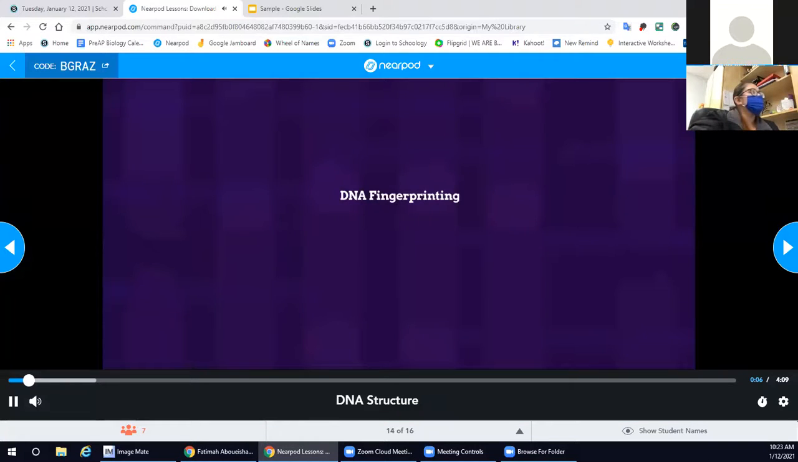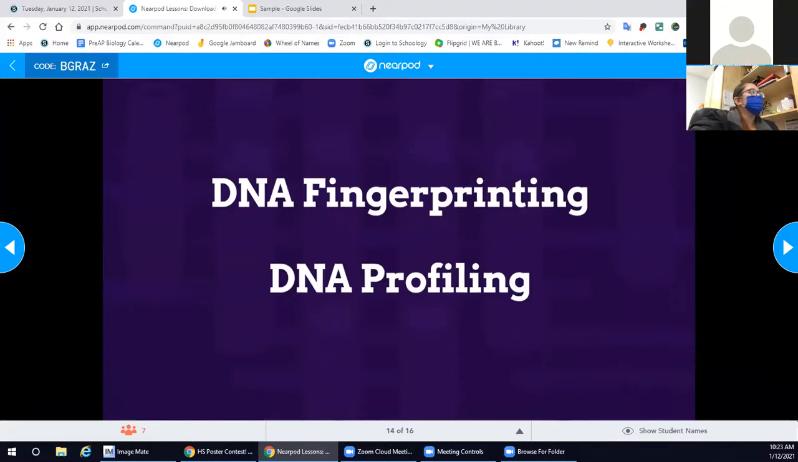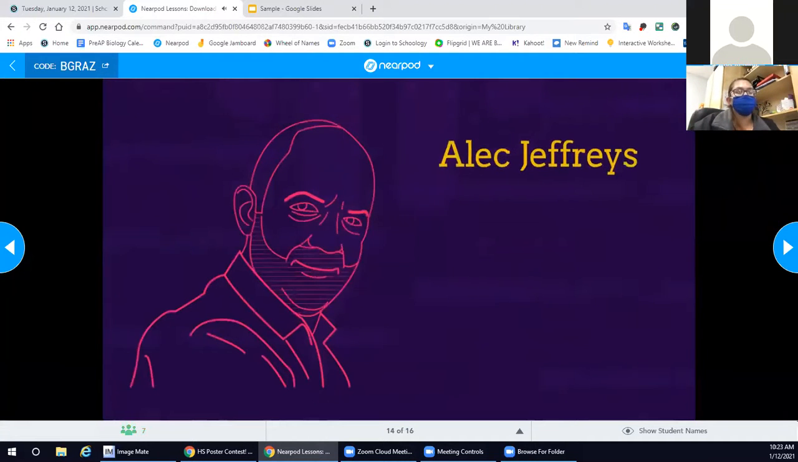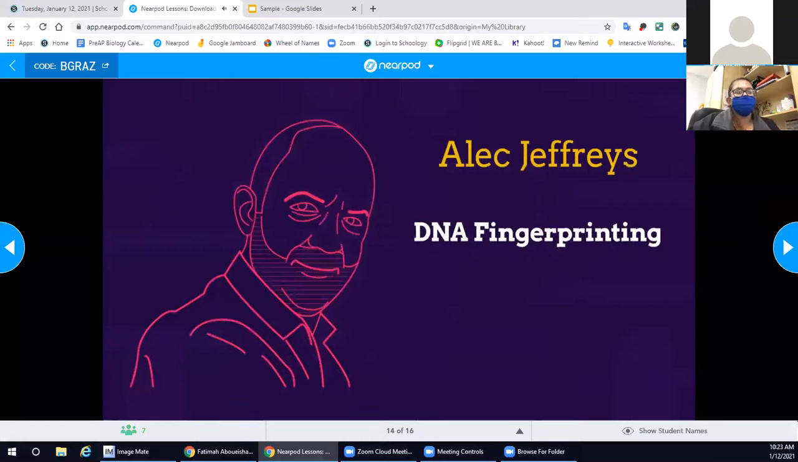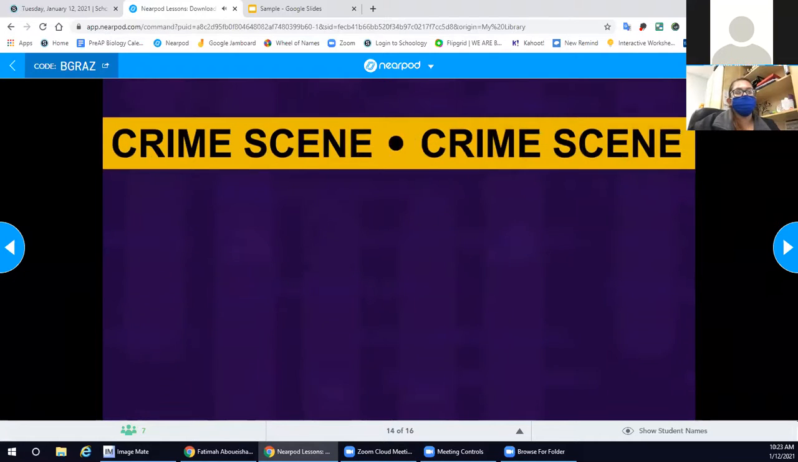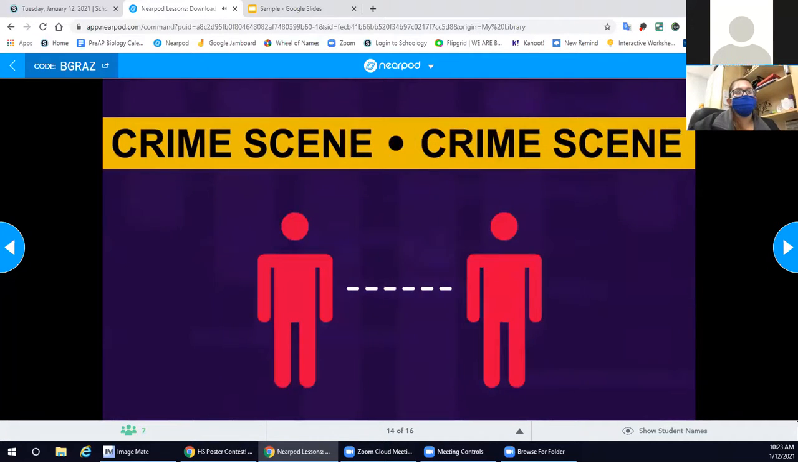What is DNA fingerprinting or DNA profiling? Leicester University geneticist Alec Jeffreys developed a technique called DNA fingerprinting in 1985. It allows DNA samples from different people to be compared to look for similarities and differences. It's used for solving crimes and can also confirm if people are related to each other, like in paternity testing.